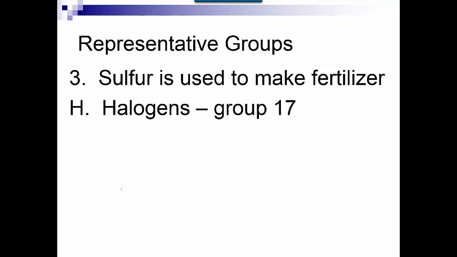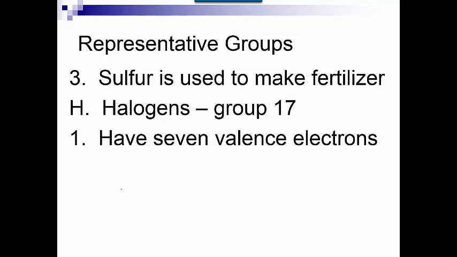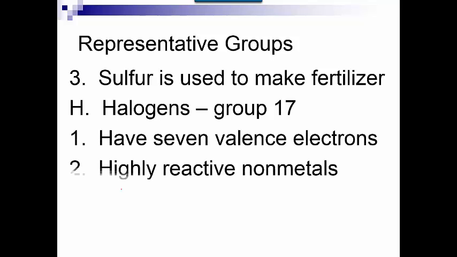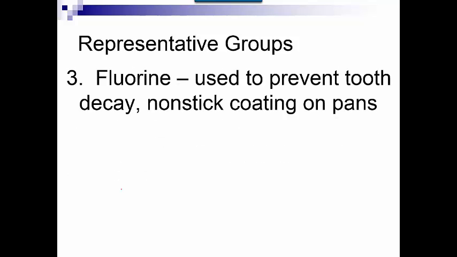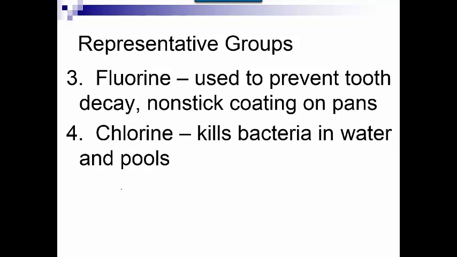To the left, halogens are group 17, and they have 7 valence electrons. They also are very highly reactive nonmetals. So group 1 were your very reactive metals, and group 17 is your highly reactive nonmetals. We have several different elements in here you may have heard of. Fluorine, for example, we use to help prevent tooth decay when you get fluoride treatment at the dentist. But fluorine is also used in the nonstick coatings that you get in, like, your pans for cooking.